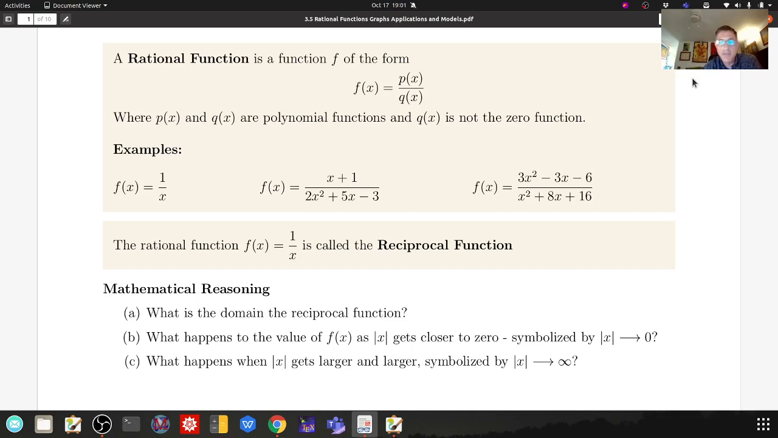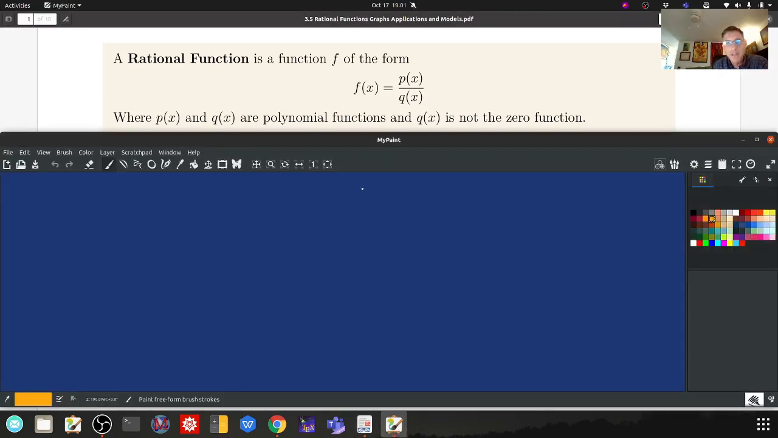So the functions we're going to be graphing this time are literally these types of functions. They're called rational functions. A rational function is a ratio of two polynomials. The only restriction is that the polynomial in the bottom, in the denominator, q of x in this case, is not the zero function. And remember, what is the zero function? If q of x is equal to zero for all x in the domain of q, then that's called the zero function. And clearly we can't have the zero function in the denominator of a fraction, because division by zero is prohibited.